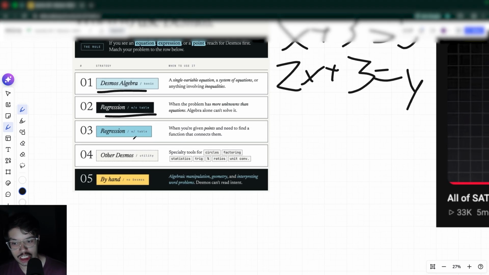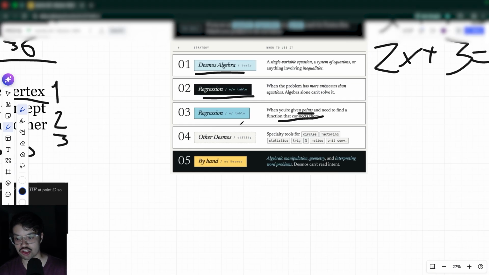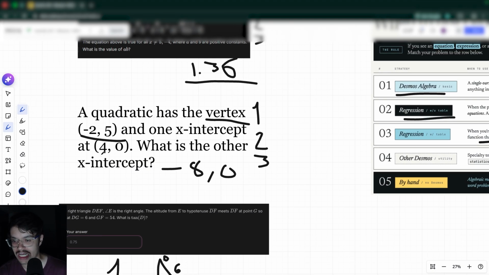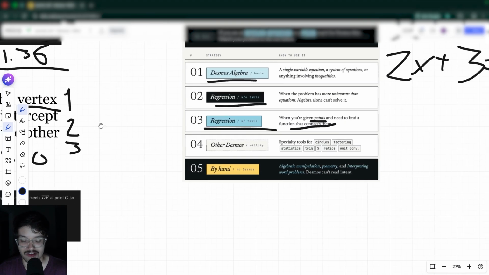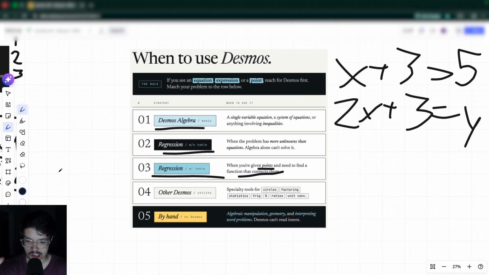Third thing, regression with a table. This is for when you're given points and you need to find a function that connects them. So kind of like in this problem over here, we're given 2 separate points and then we had to figure out what was the quadratic that goes with them. So that's when we use regression with a table. Anything like that, if you see points, automatically know regression.